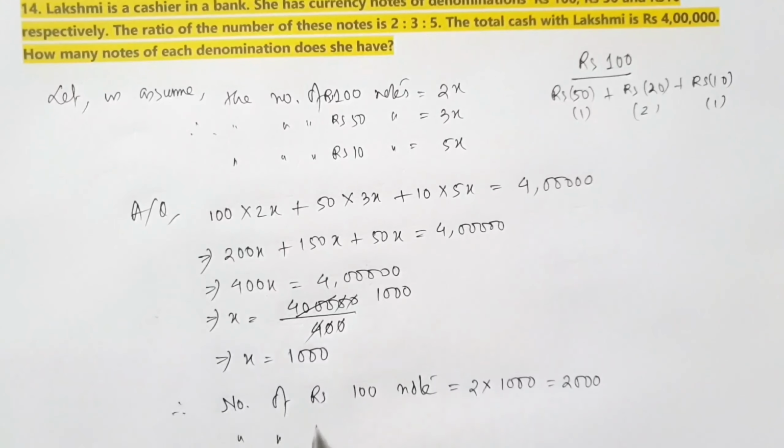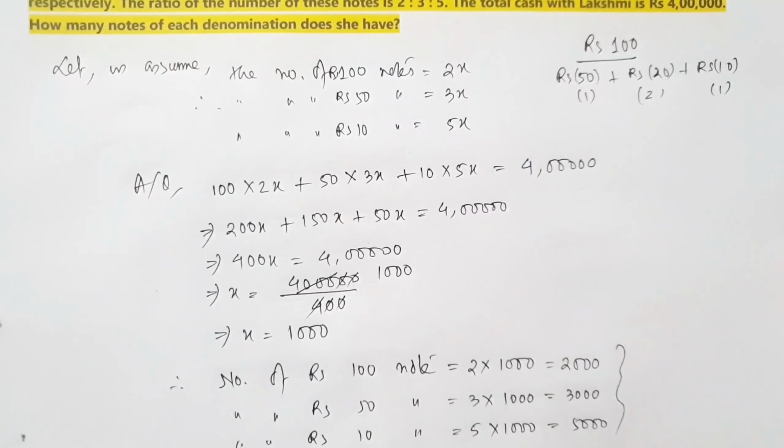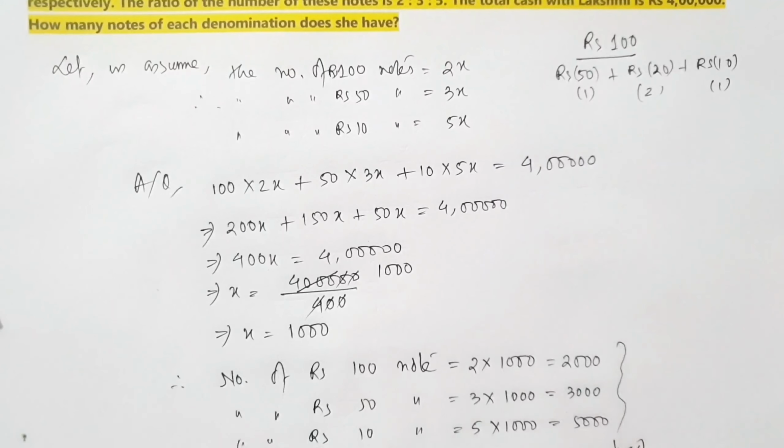Number of rupees 50 notes: how many numbers have you assumed? 3x number. It means that 3 into 1000, that is 3000 number of 50 rupees notes are there. And the number of rupees 10 notes is 5x. It means that 5 into 1000, that is 5000 number of 10 rupees notes. So this is our answer. It's solved here.